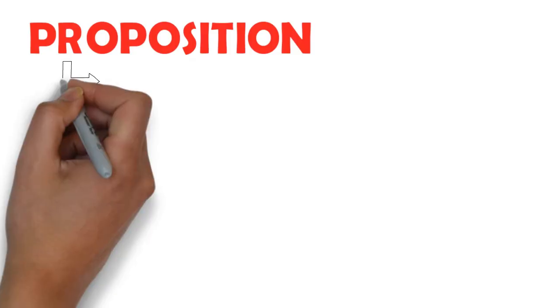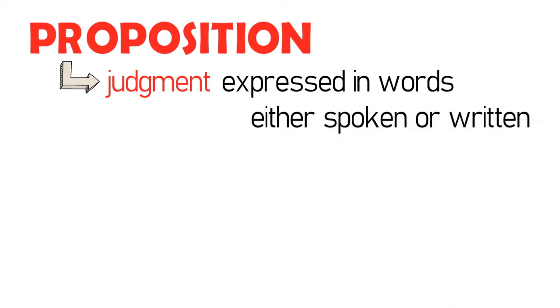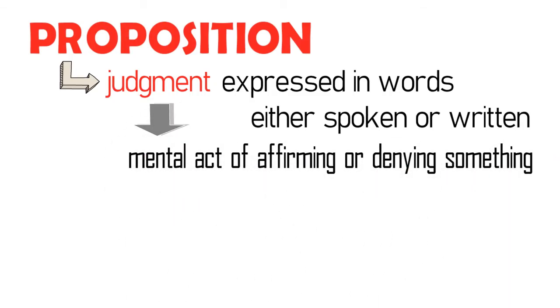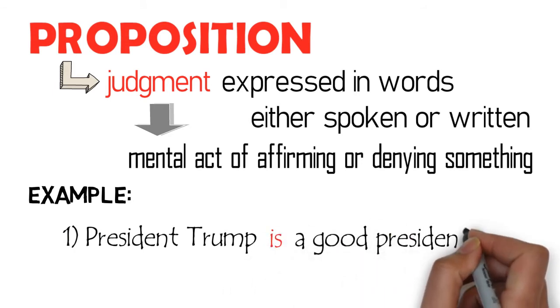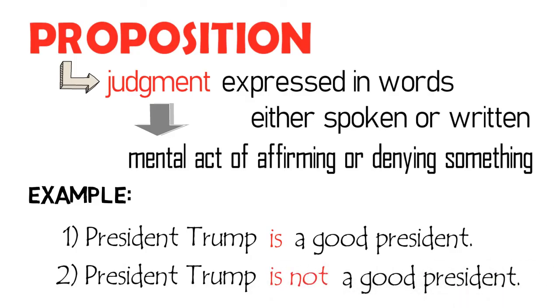A proposition, on the other hand, is a judgment expressed in words, either spoken or written. When we say a judgment, it refers to the mental act of affirming or denying something. Examples: President Trump is a good president. President Trump is not a good president. The first example is an act of affirmation because the copula or linking verb is does not contain a negation sign not. The second example, however, is an act of negation because the copula or linking verb is contains a negation sign not.